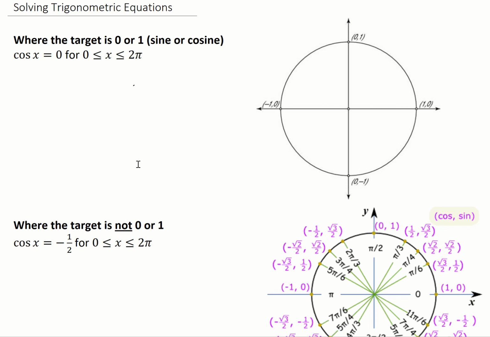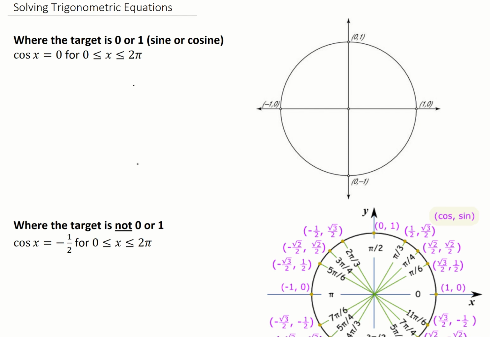When we're asked to solve a trig equation, we're trying to find an angle that gives us a sine, cos, or tan of a particular ratio. So what's important is to look at what the target is. Are we trying to get a ratio that is 0 or 1, in which case we're just using the unit circle, or are we trying to get something that's not 0 or 1, in which case we have to do something different? Okay, so let's start with the easy case first.